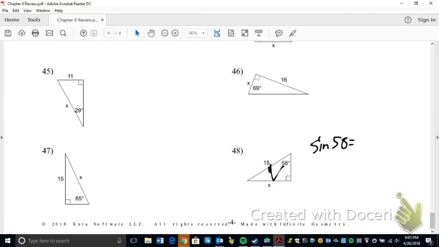Sine of 58 equals x over 15, because we're dealing with opposite and hypotenuse. Multiply both sides by 15, and we get x equals 15 times the sine of 58, or x equals 12.7. Hopefully this helped out. Gives you a guide on how to do the other half, which you're responsible for.